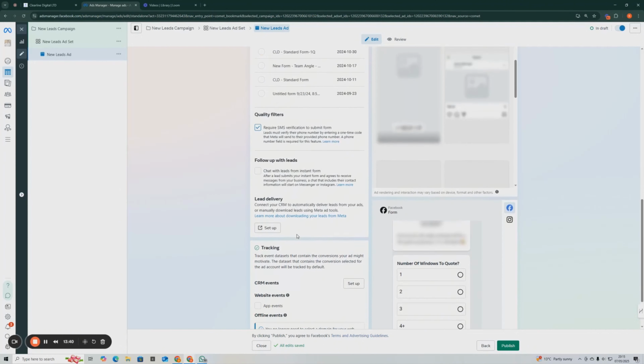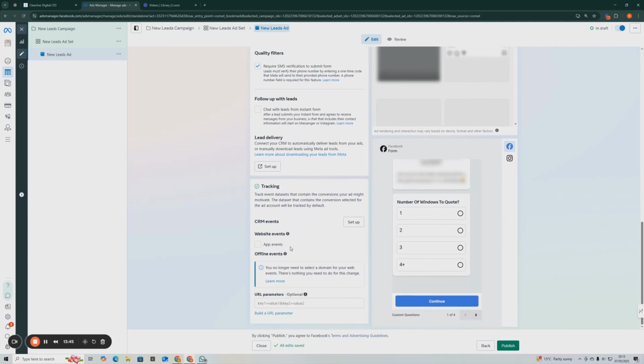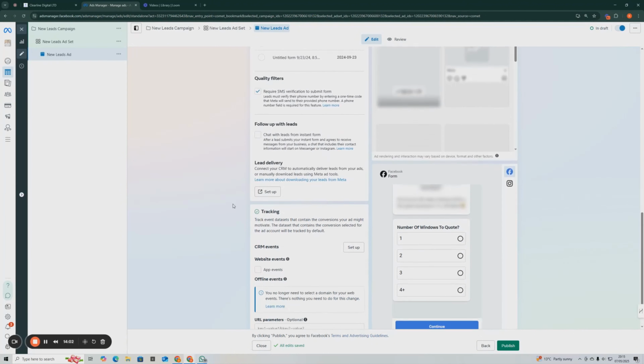And then we're also going to want to set up web events and CRM events as well. So if you are using a landing page, the CRM events won't be such a big deal, and you'll have a pixel here for your website events. But I would suggest setting up your CRM if you are using an instant form, and I will cover everything else in another video.